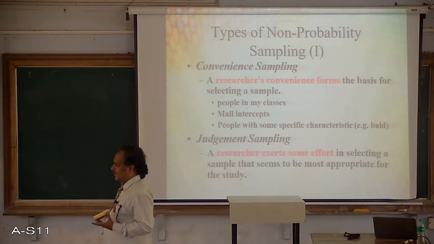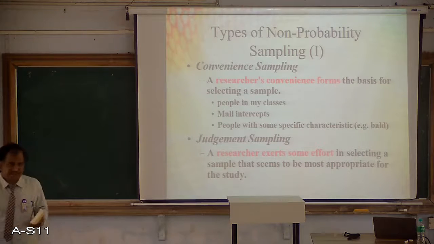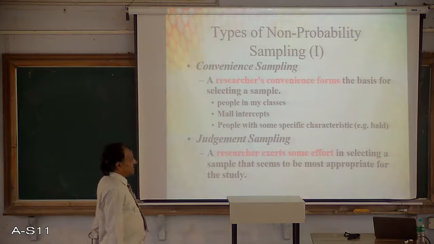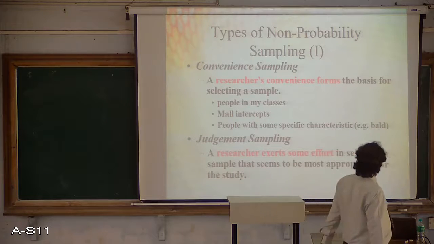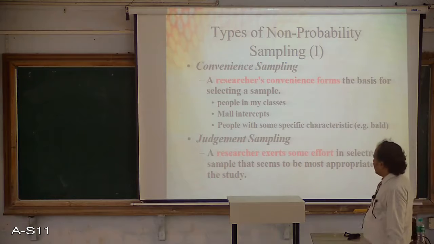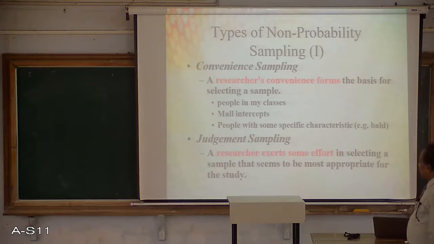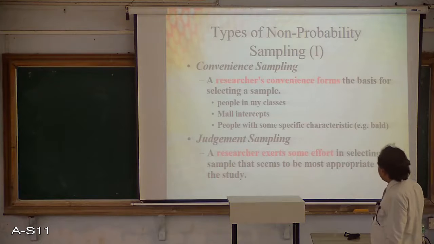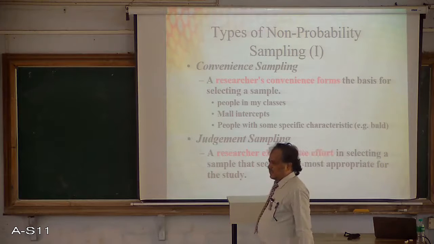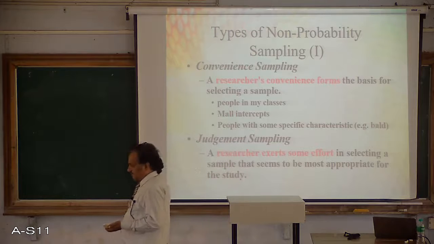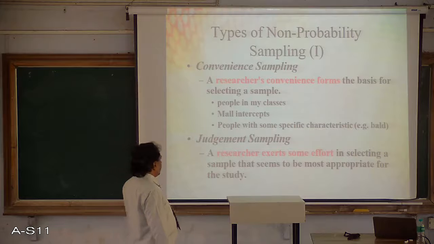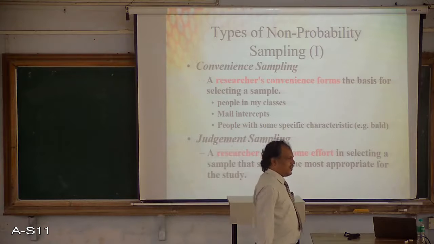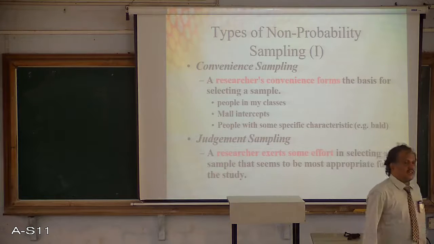The first thing is convenience sampling. As the name itself suggests, convenience sampling is based on the convenience of the researcher. The researcher's convenience forms the basis for selecting a sample. That is, he will be selecting samples like people in my classes, mall intercepts, people with some specific characteristics. Say, for example, people with a bald head will be selected by the researcher. Okay. So this kind of sampling is totally vague, and it is totally based on the convenience of the researcher.